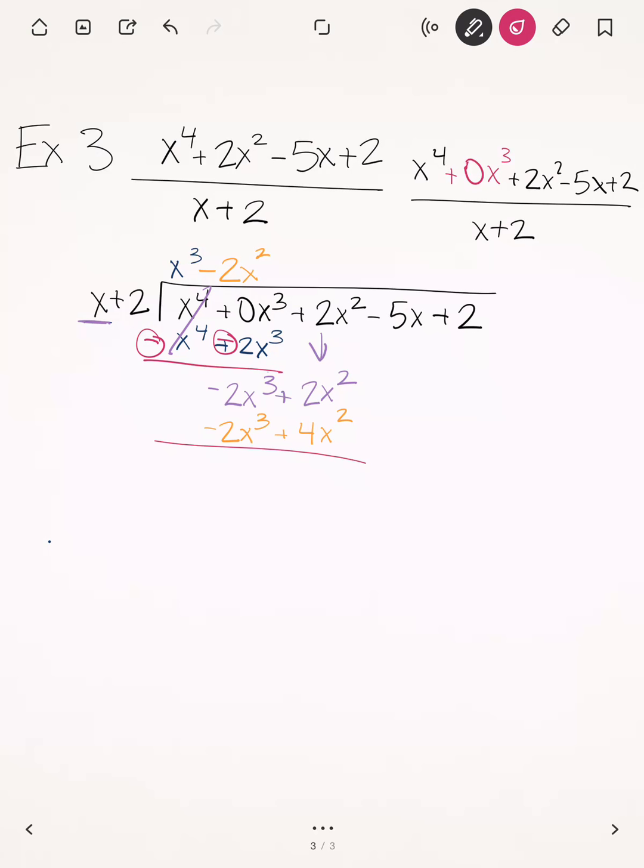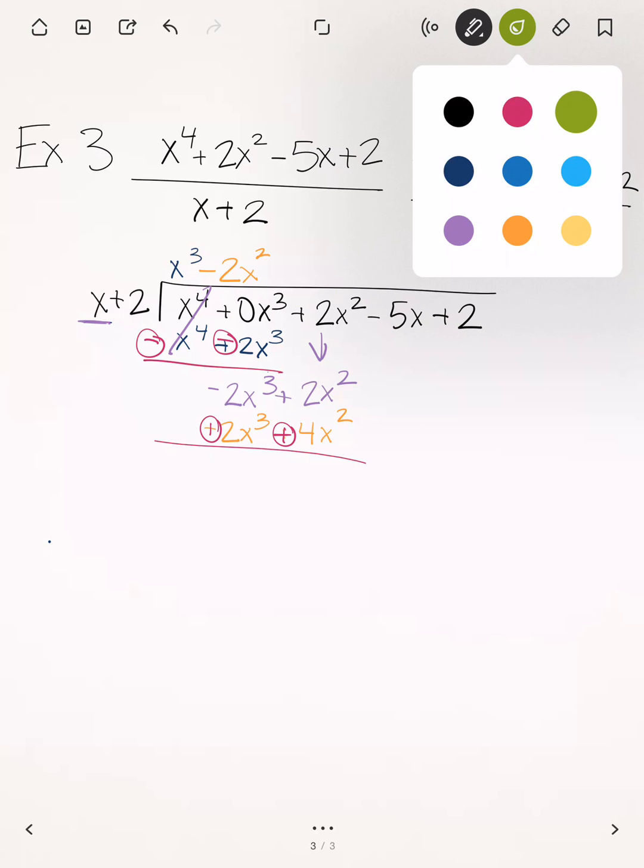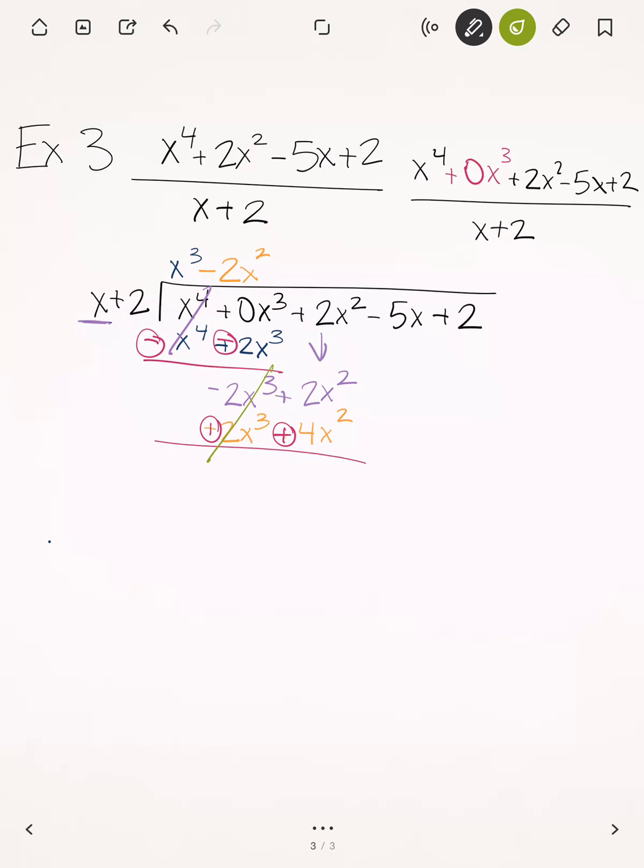From here, draw the line, change the signs. Oh, that should have been a negative, but it turns into a positive. Okay, I'm sorry, making mistakes. So what happens here? These cancel out. 2x squared plus 4x squared gives me 6x squared. And I bring down my next term, negative 5x.